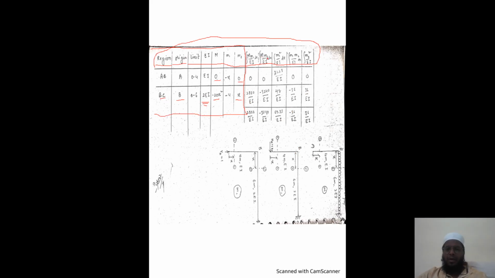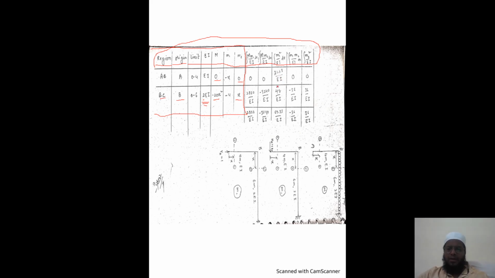Next, we'll go to M2. Again you see here 0 into 0, 0, M2. Then we have minus 20 into x square into x, integral, divided by 2EI, which is important. Then the limit is 0 to 4. You will get minus 3240 by EI. Next we will go for M1 square. What is M1 square? Minus x into x square, integral, and the limit is 0 to 4. You will get 24.33 by EI. This is 24.33 by EI.